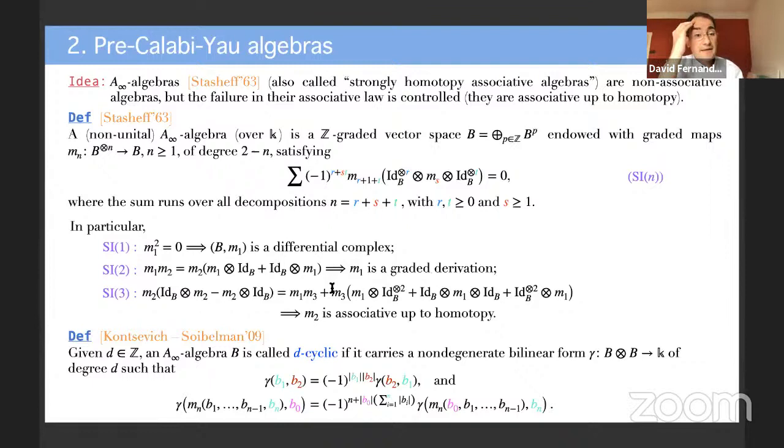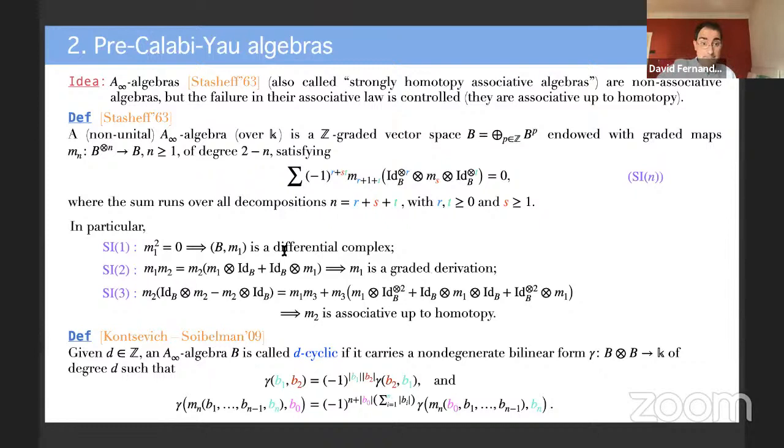A-infinity algebras, as introduced by Stasheff in 1963, also called strongly homotopy associative algebras, recall that they are non-associative algebras, but the failure in their associative law is controlled. They are associative up to homotopy. They are controlled by higher multiplications. More precisely, a non-unital A-infinity algebra is a graded vector space, let's say B, endowed with graded maps, m_n, of degree 2 minus n, satisfying this bunch of identities. They are called Stasheff identities, where the sum runs over all these decompositions of n into r, s, and t. Okay, and well, this is a bunch of equations, and little by little, you can decode them.